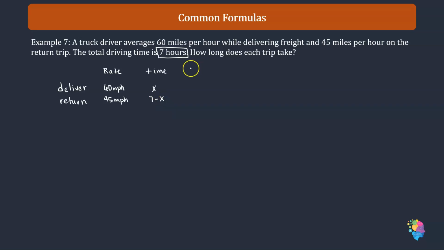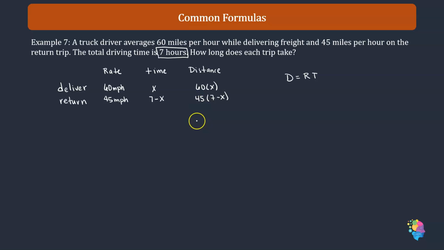So what will be the distance on each direction? We multiply 60 times x. Remember, distance equals rate times time. So this is 60 times x. And for this one, this would be 45 times 7 minus x. Let's create the equation then. The distance is the same for delivering and then coming back to where you started.